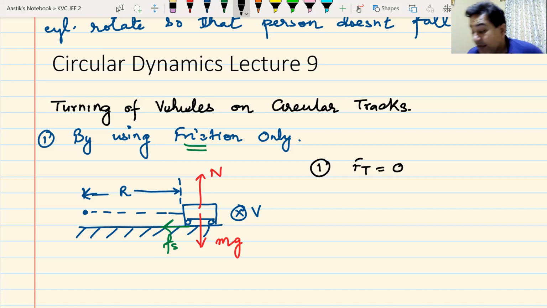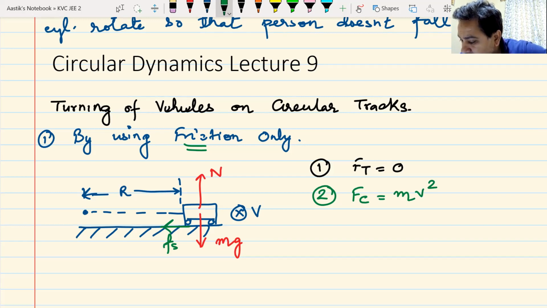The second equation is in the radial, or the centripetal, direction. What is that equation looking like? Centripetal force, F centripetal, would always, without any doubt, be equal to m v square by capital R. There is no omega, because we are not taking it as circular motion. We are taking it as mv square by capital R.